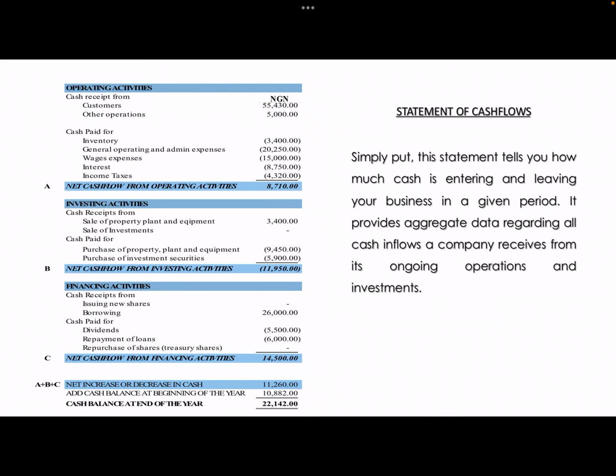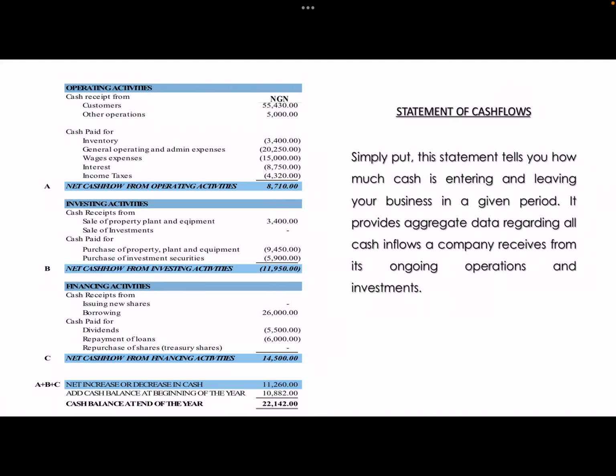For example, you see issuing of new shares. If there were any additional shares issued, whatever inflow came in from that is reported here. And the money borrowed from the bank, in this instance 26,000 naira, was borrowed from the bank, and then of course the company paid dividend, financing, and then you have to repay some loans, financing. At the end of the day, you have a net cash flow from financing activity.